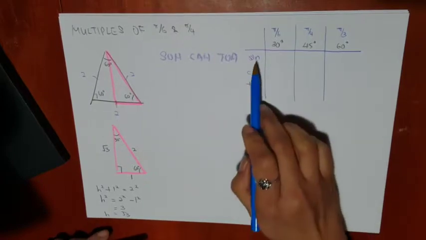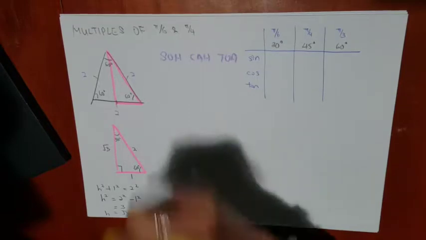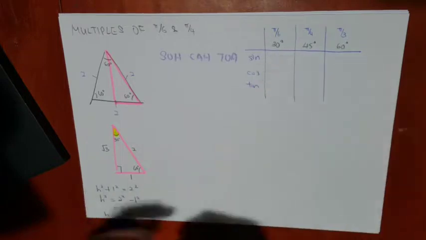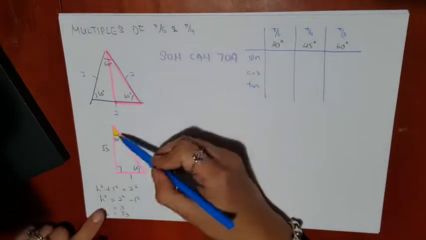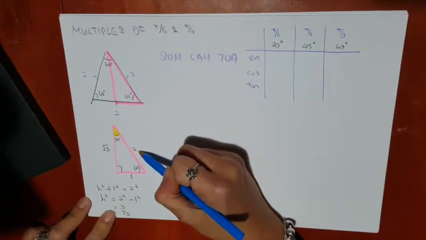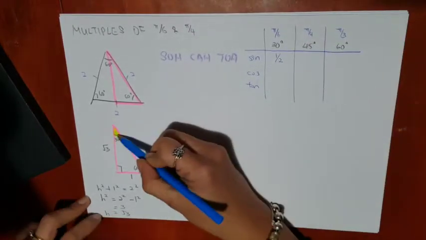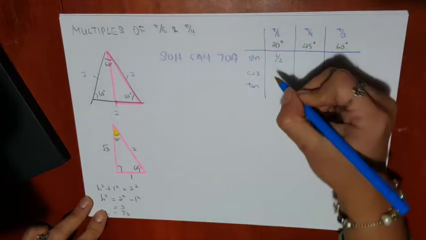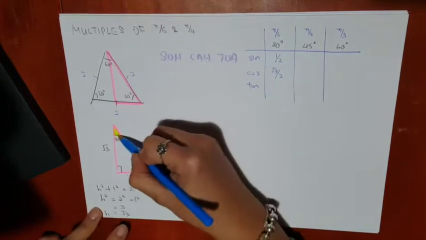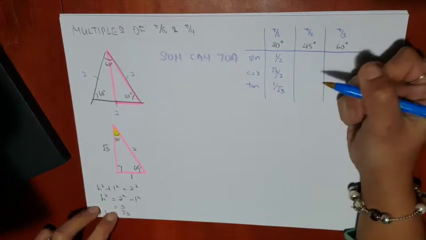When we are talking about the angle 30 degrees, we need to be looking at 30 degrees, which is here. So sine 30 will be opposite over hypotenuse, which gives us 1 over 2. Cos will be adjacent over hypotenuse, which is square root 3 over 2. Tangent, back to this angle again, is opposite over adjacent, which is 1 over square root 3.